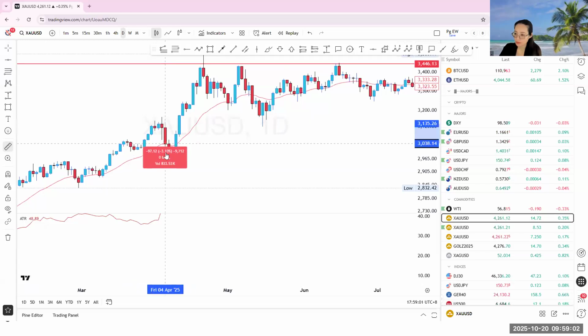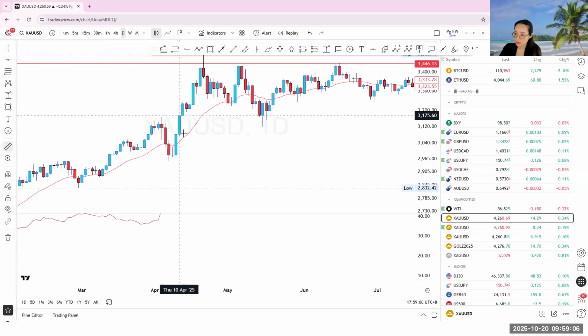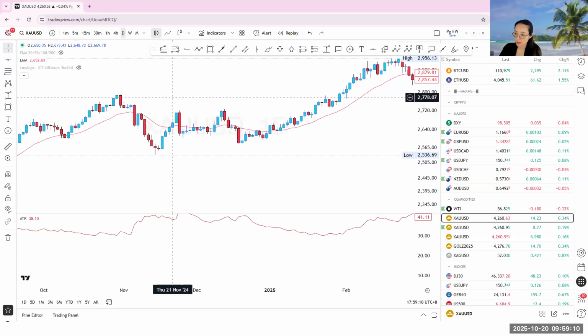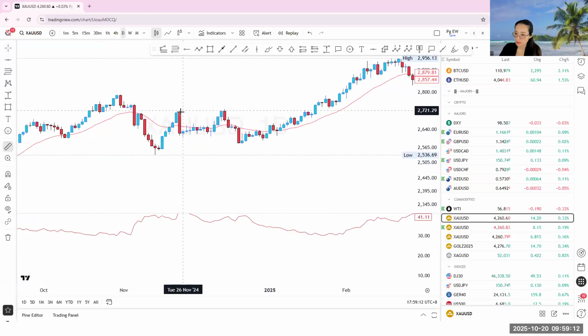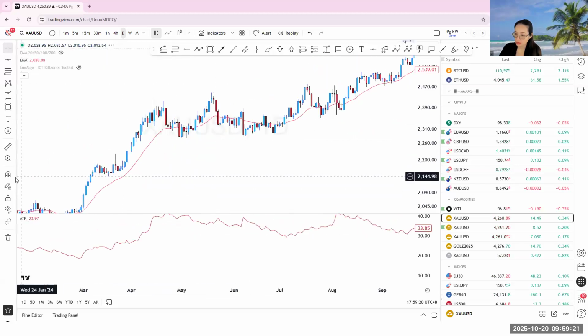You can measure. D1 candle, D1 candle. You can just measure roughly, and you can see the average is about 900 pip per day.